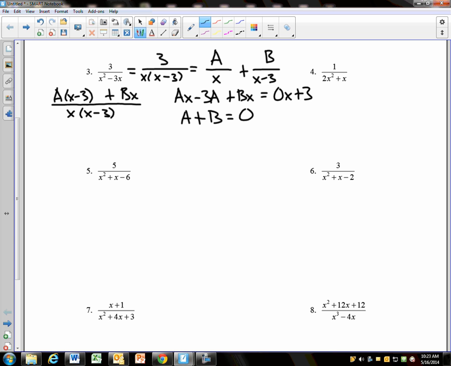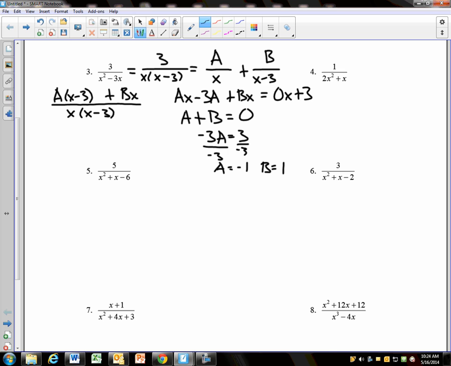So those are my x terms. Let's look at our constant terms. I have negative 3a. Do I have any b? Oh, so I have negative 3a equals 3. Can we just solve that bottom one? Yeah. And we divide both sides by negative 3, and we get a is negative 1. If a is negative 1, b is positive 1, because they have to add to 0.